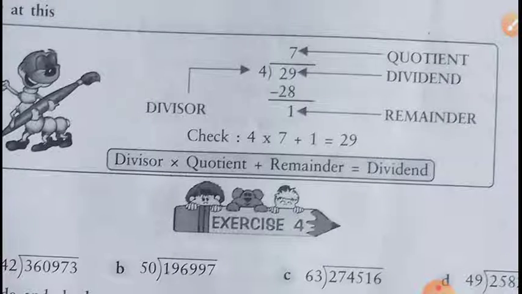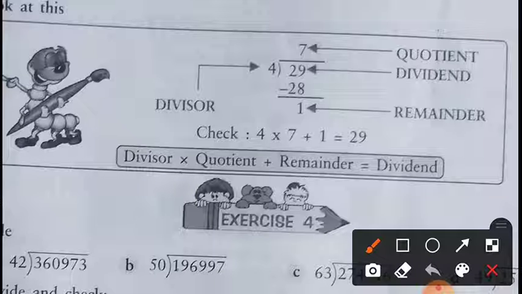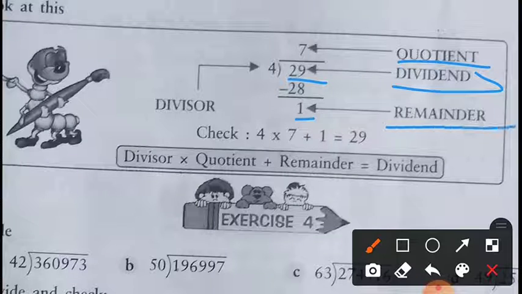You see 29, which is inside the bracket, is known as the dividend. The answer is known as the quotient. Then the leftover is known as the remainder, and this part is known as the divisor.